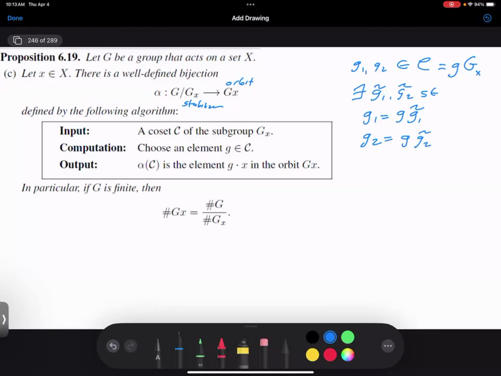Here, g1 tilde and g2 tilde are in the stabilizer. So what would g1 of x be? That would be g of g1 tilde of x. But what's g1 tilde of x? Because g1 tilde is in the stabilizer of x, what is g1 tilde of x?